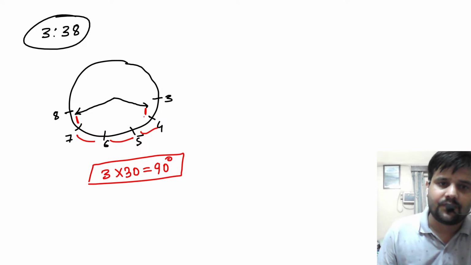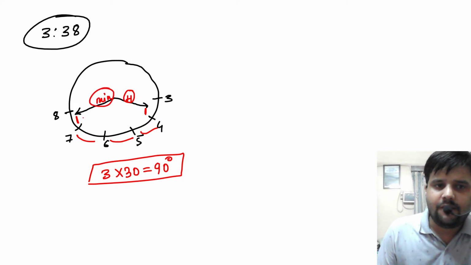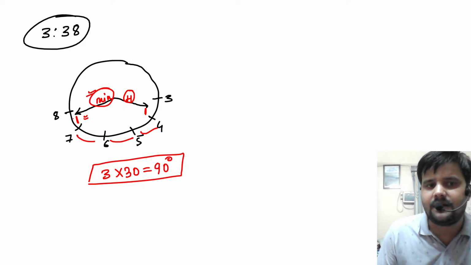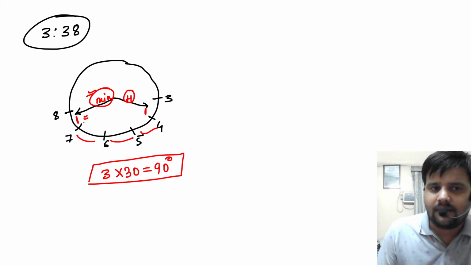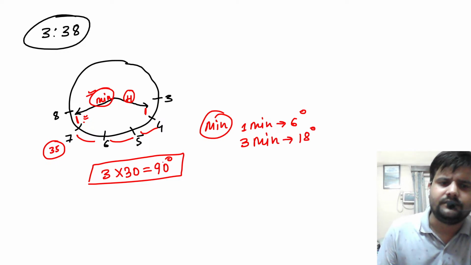Now see here. This is which needle? This is the hour needle. This is the minute needle. Now if we want to calculate, this part is covered by which needle? This is covered by the minute needle, isn't it? What was the time when the minute needle was here? At 7. It will be the minute at 35, beyond 35. So I can say 3 minutes means 18 degree, isn't it? So this part we got as 18 degree.